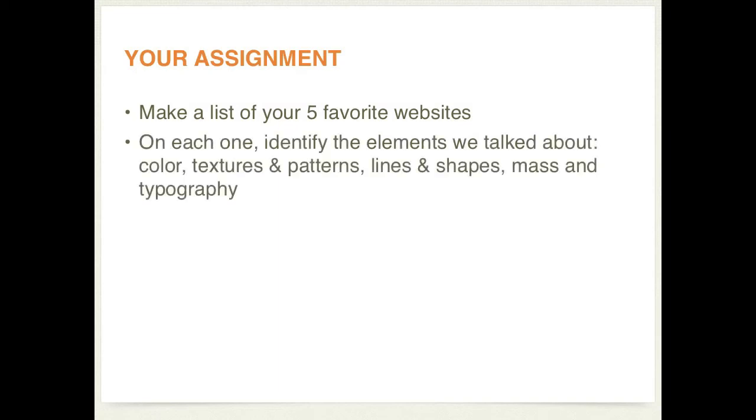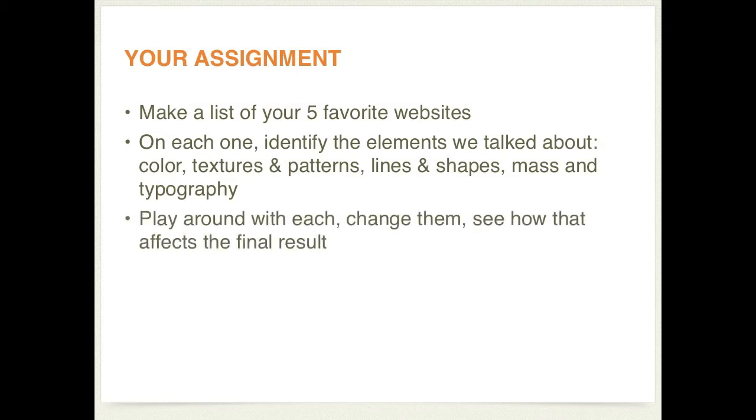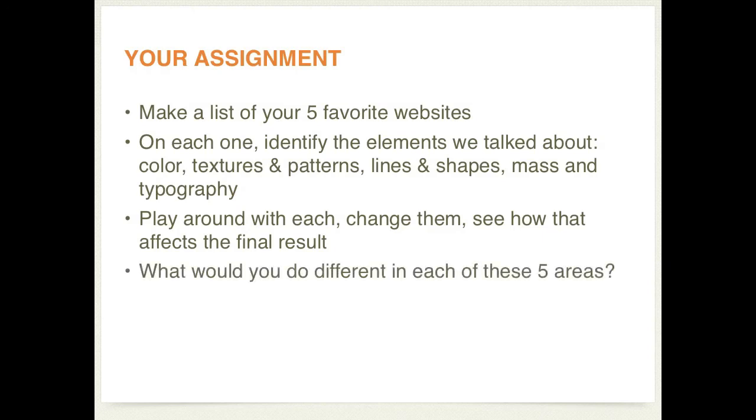Now, for your assignment, I want you to make a list of your 5 favorite websites. On each one, identify the elements we talked about: color, texture, patterns, lines and shapes, mass, and typography. And then play around with them, change them, see how that affects the final results. Change the color of the text, see if you can remove the textures if there are any, see how that impacts the whole design. And then think about what would you do different in each of these 5 areas.